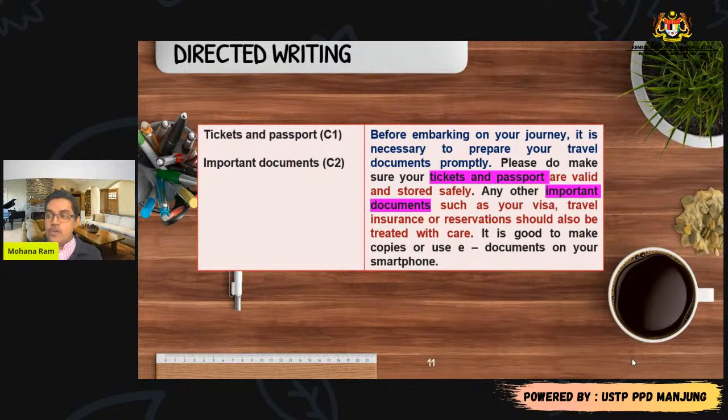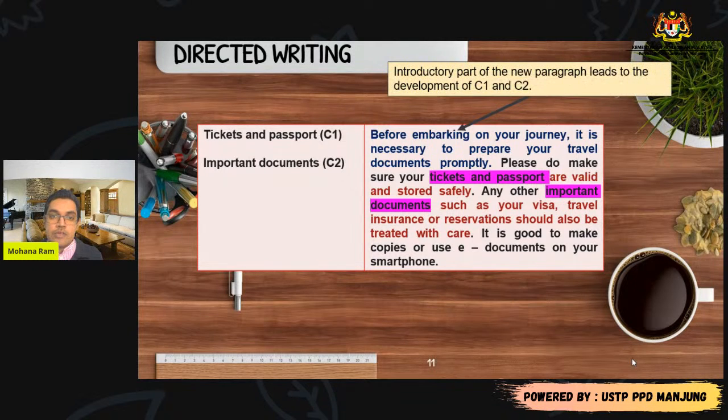Now, if you see, my point 1 is tickets and passport. I started my introductory paragraph leading to point C1 and C2. The introductory part of the new paragraph leads to the development of C1 and C2. Now let us see my C1, tickets and passport.